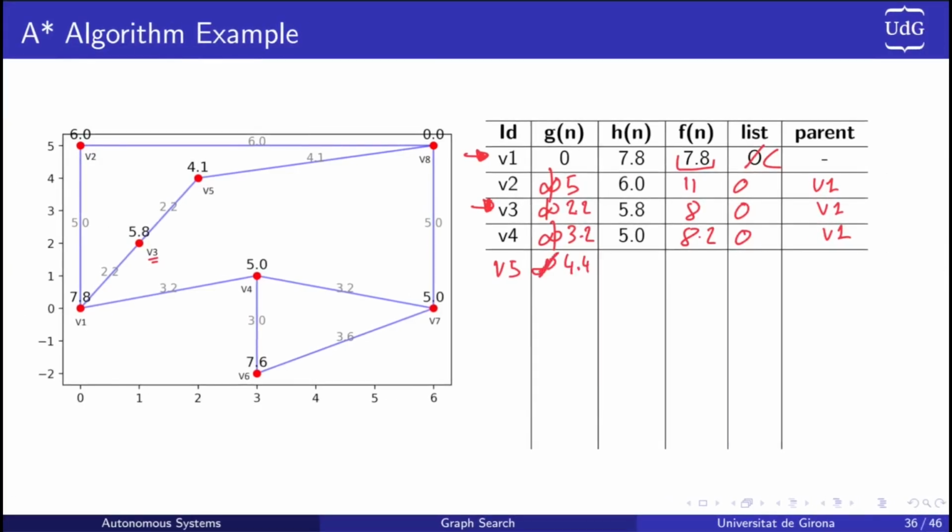4.4, not infinite, but 4.4. And the heuristic for reaching the goal from B5 is 4.1, then my function is 8.5 here, 8.5. It's in the open list, and I've reached B5 from B3. Then I store here the parent, it's B3.